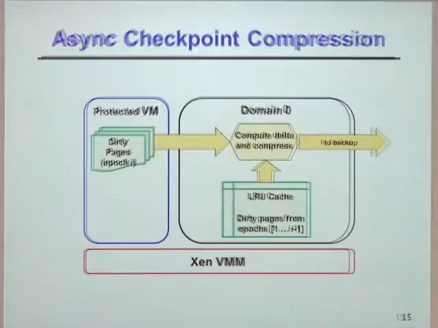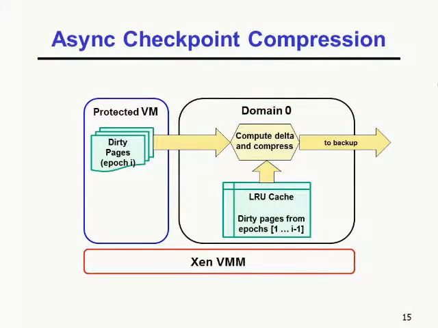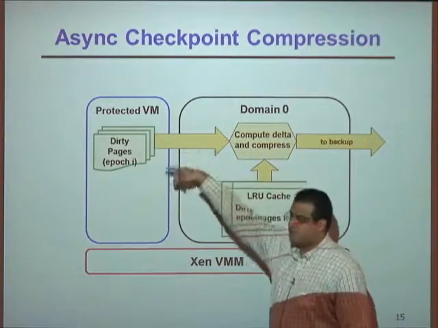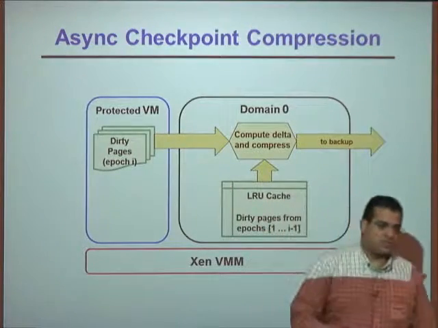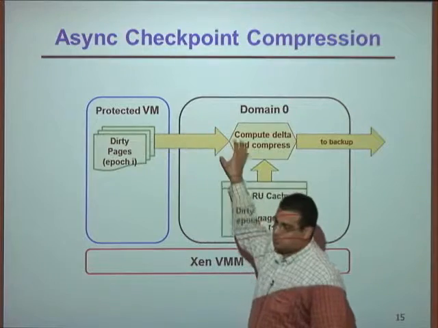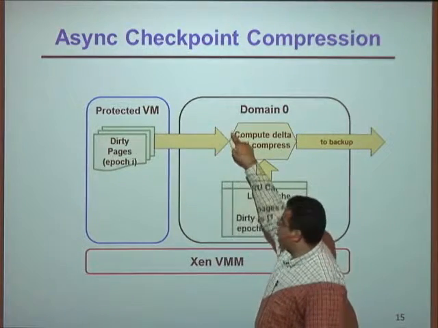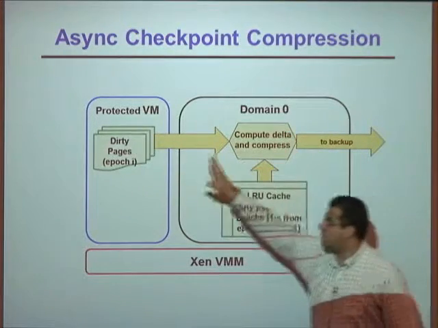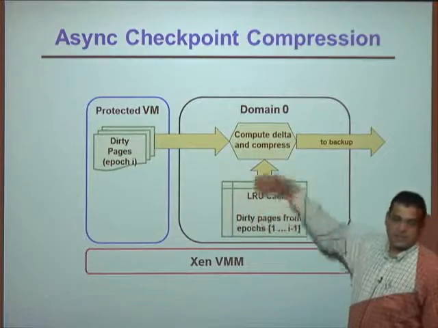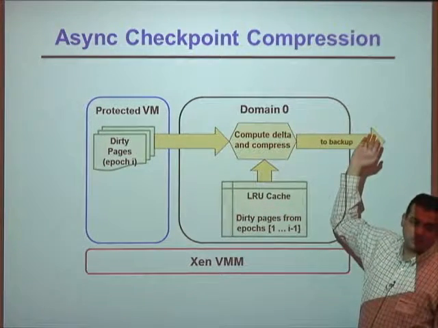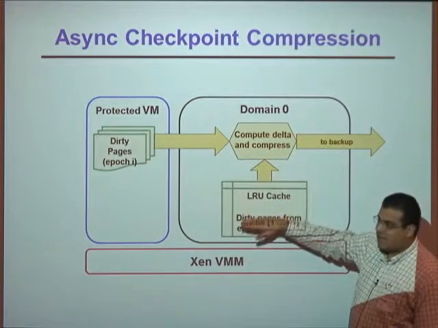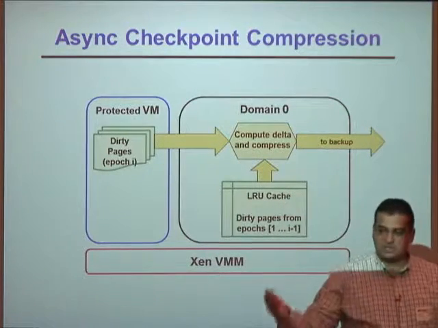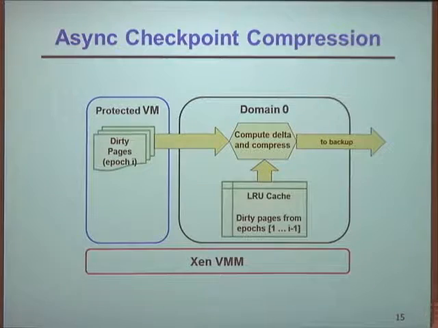The way we implement that is that we maintain a cache in domain zero that contains the most recently seen dirty pages we get from the protected virtual machine. As part of checkpointing, the protected virtual machine sends the dirty pages to domain zero, and domain zero looks in the cache. If these pages are found in the cache, then it does a delta between the original page and this page, compresses the deltas, and sends them over to the backup. If the page is not found in the cache, it's sent as a whole, not the delta, and this cache is maintained as an LRU cache. So the most recent pages are kept in the cache, and the least recently used pages are kicked out.